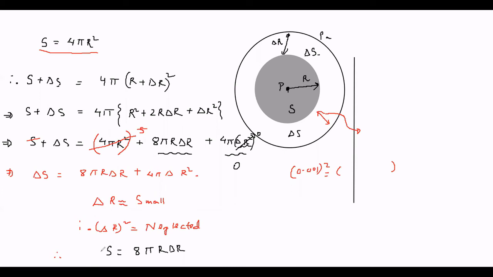Sorry, it's not S, it's delta S. S has got cancelled out, so delta S becomes 8 pi r delta r. So proceeding forward, the formula for surface tension is T equal to delta U upon delta A, where delta U is the change in potential energy, delta A is the change in surface area, and T is called surface tension.